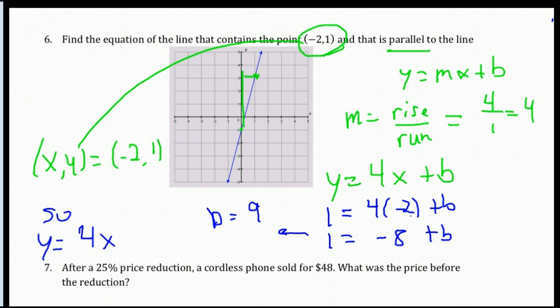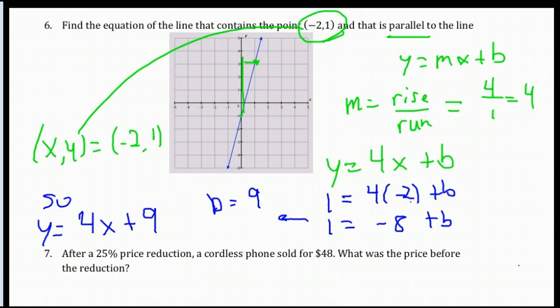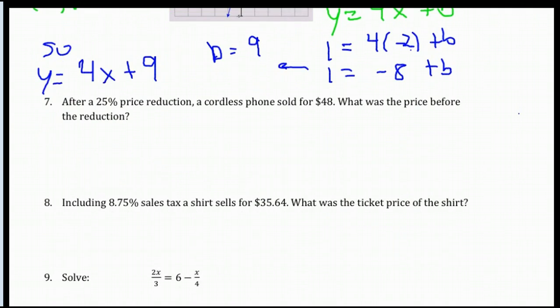Okay. All right, and we're not told to graph it in this case. We just write the equation down. Done. For the next question: after a 25% price reduction, those phones are selling for $48. What's the price before the reduction? So the original price in this case is the cost.